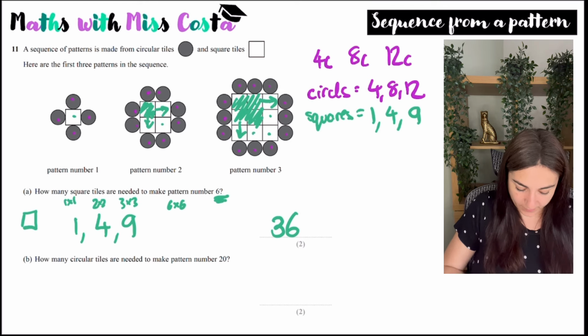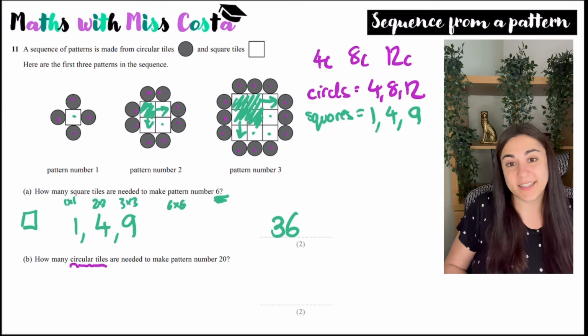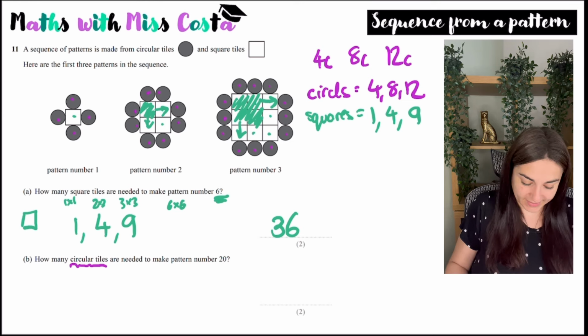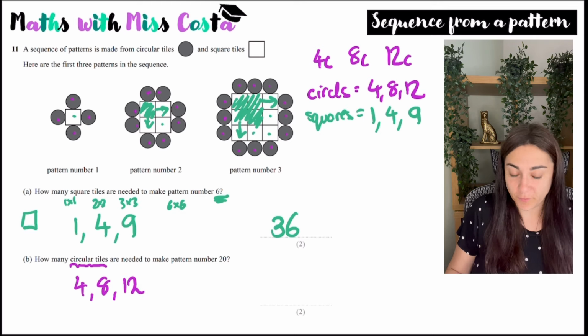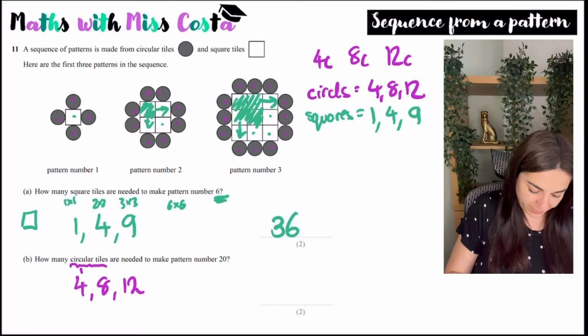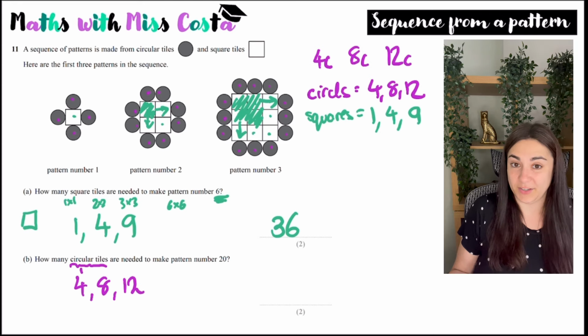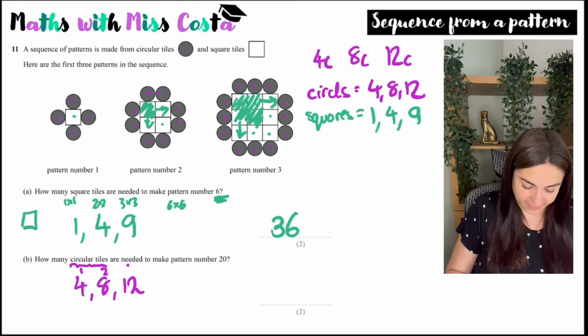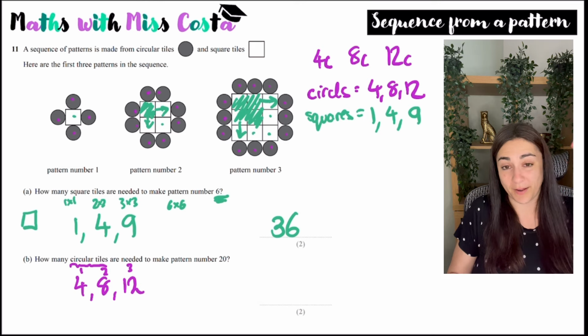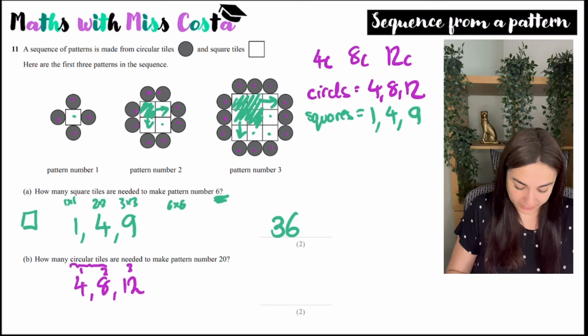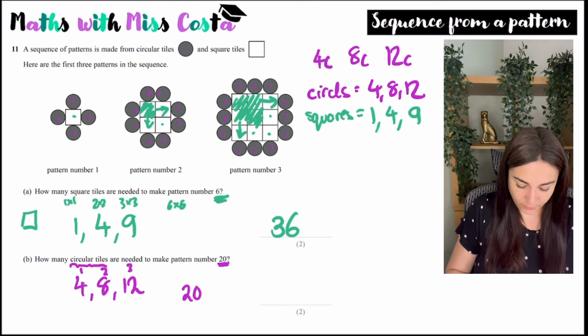And then it's saying how many circular tiles are needed to make pattern number 20. So this is where we need to look at the sequence that the circles are formed. We know it's going 4, 8, 12. So essentially it's going up in the 4 times tables. For the first pattern number, you need 4. For the second, it's 8. For the third, it's 12. So whatever the pattern number is, we're timesing it by 4 because it's the 4 times tables. So for pattern number 20, we need to do 20 times 4, which is 80.